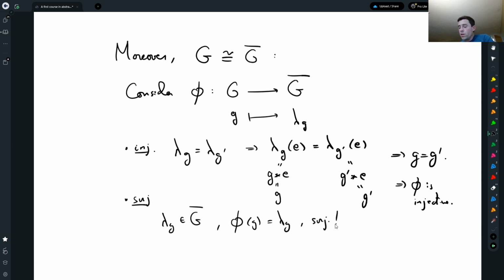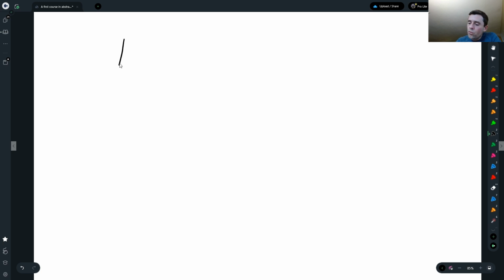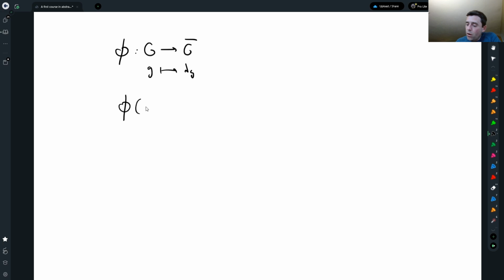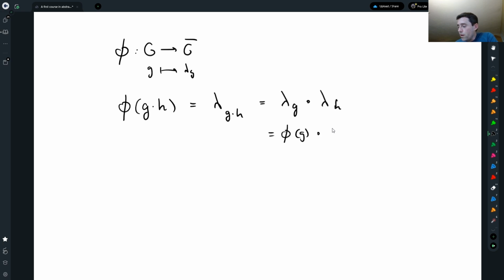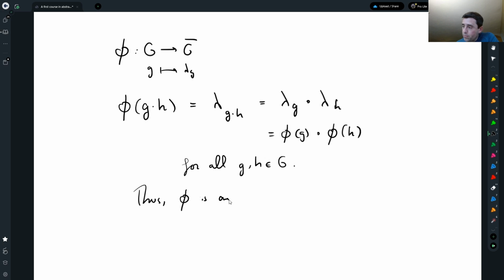All right. So what else do we need? We need to show that this actually preserves the group structure. So remember, I have this map that sends g to lambda g, and I need to check what happens if I do phi of g times h. Phi of g times h will be lambda of g times h, but by the property we've seen, this is lambda of g times lambda of h, which is phi of g composed with phi of h for all g and h in G, and therefore phi is an isomorphism.